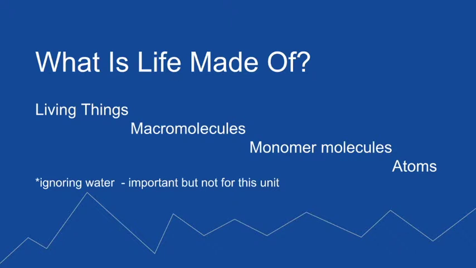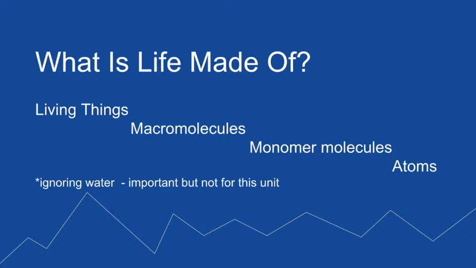Today we're going to be talking about what life is made out of. What are the actual molecules that make up the bodies of both plants and animals and any other living organism. Specifically, we're going to be talking about living things and how they're made up of macromolecules, which are just very large molecules. We're going to talk about how those macromolecules are each made up of smaller units called monomer molecules, and how those monomer molecules are made up of even smaller units called atoms.